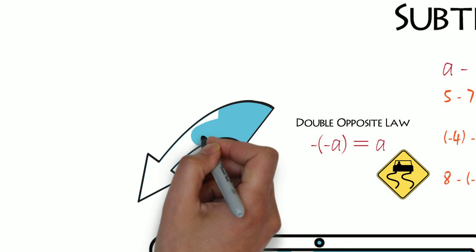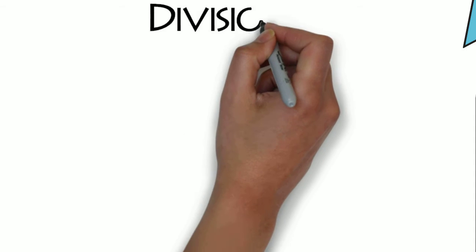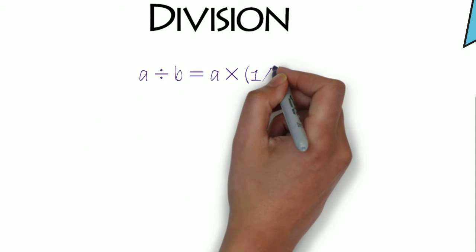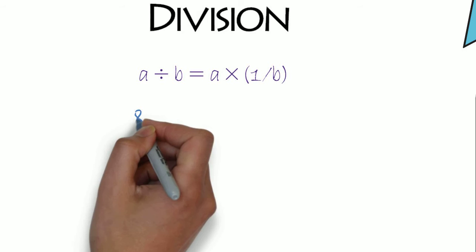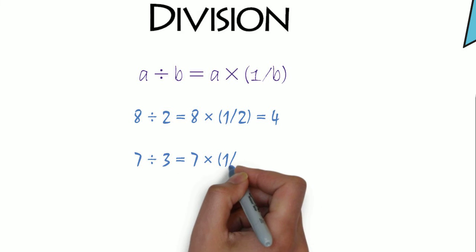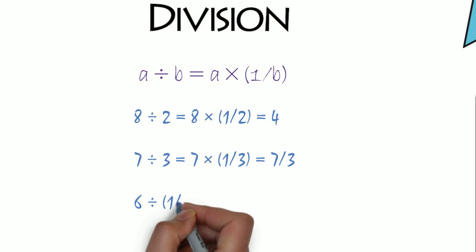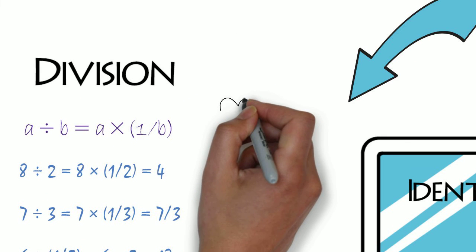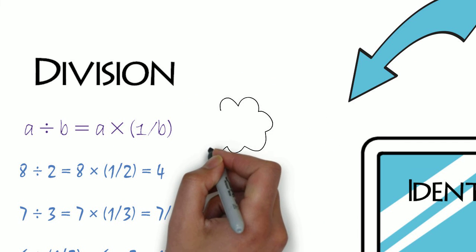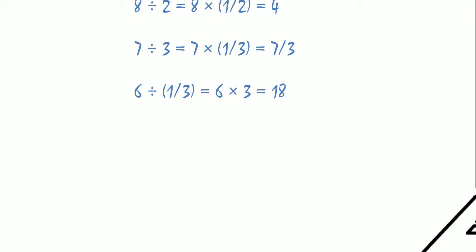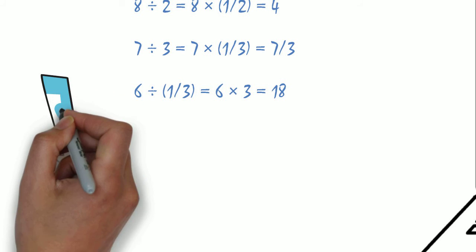Division is similarly defined as multiplying by the reciprocal. So a divided by b is a times the reciprocal of b. Here are some examples. Dividing by 2 is multiplying by a half. Dividing by 3 is multiplying by a third. Of particular importance is that the divisor b not equal 0.